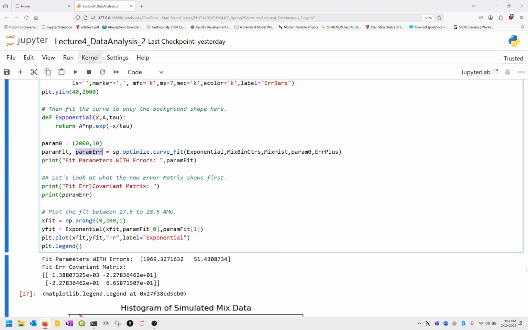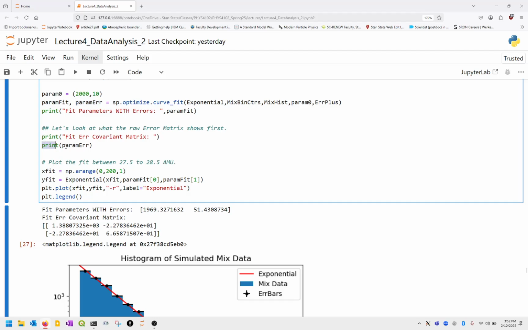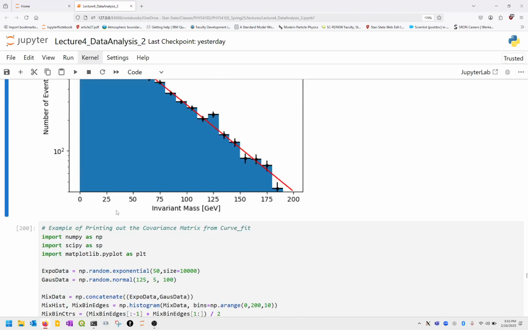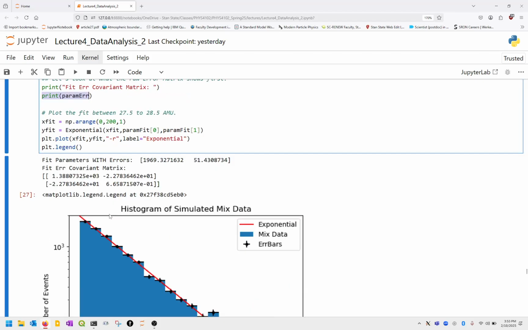So the param error, if you print it out down here, right after the fit param covariance matrix, is actually a 2x2 matrix in this case because there are two parameters. The first number is about 1400. The second number is like 0.7, and then there are also two numbers here that are like 22, 23. What the heck do these numbers mean? So this first number, matrix element 0,0, is the square of the uncertainty on this number that we fit to.